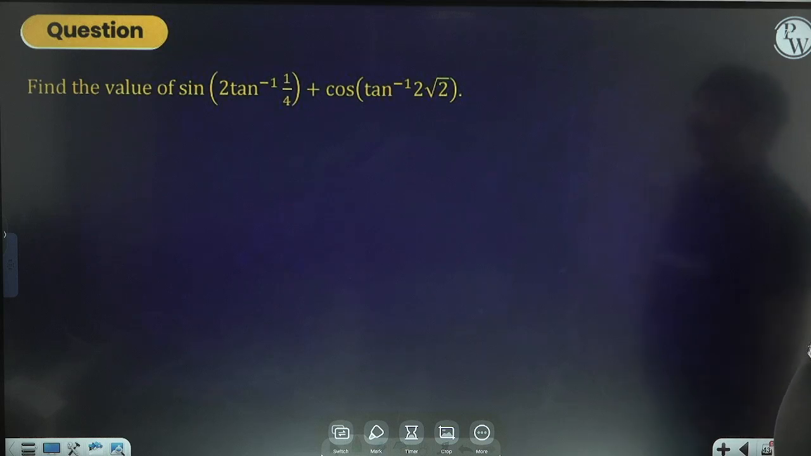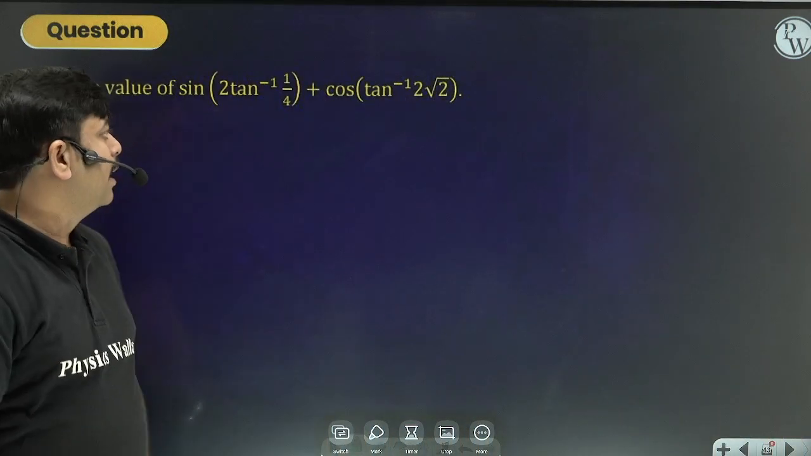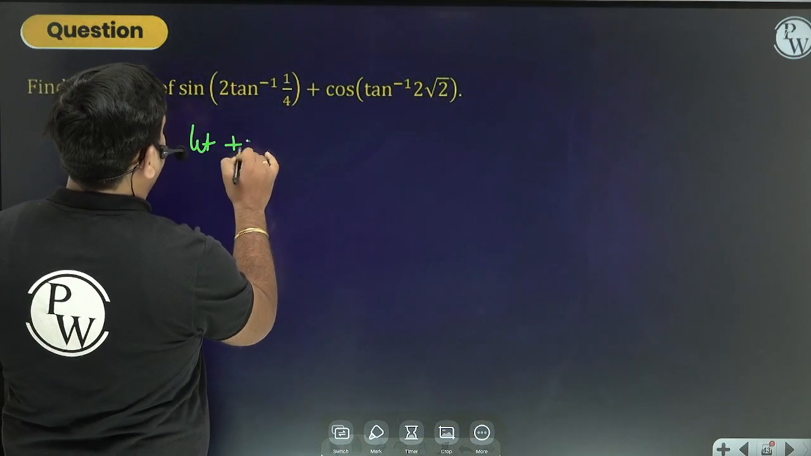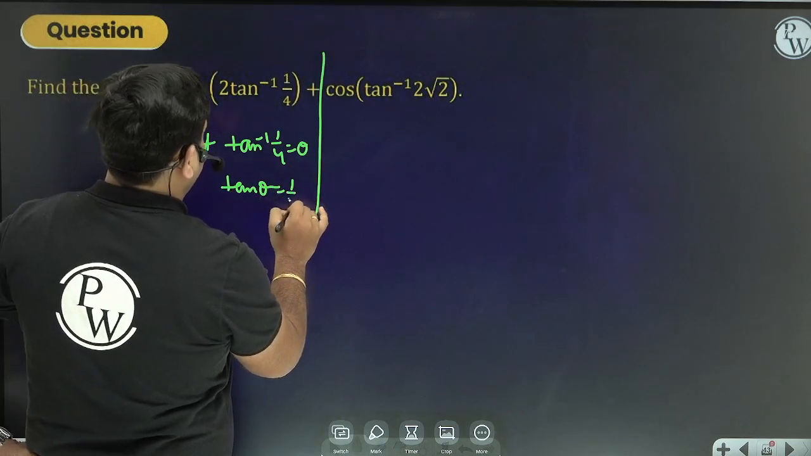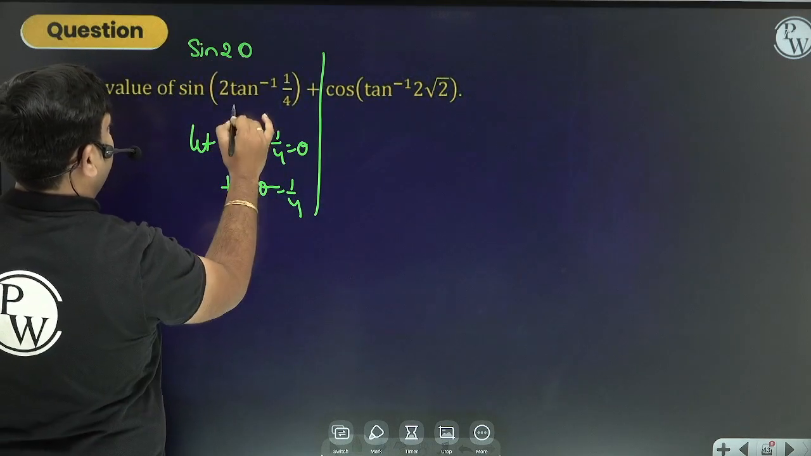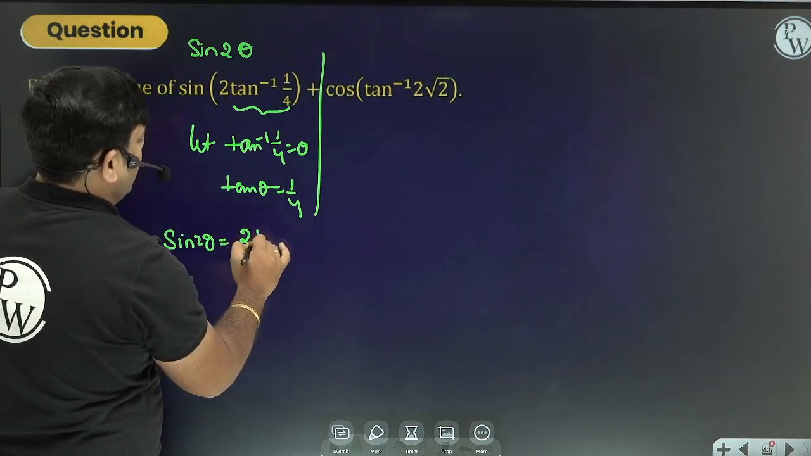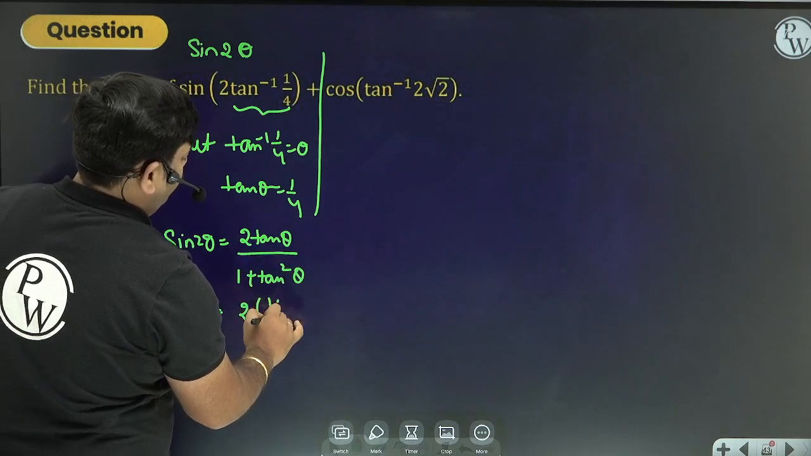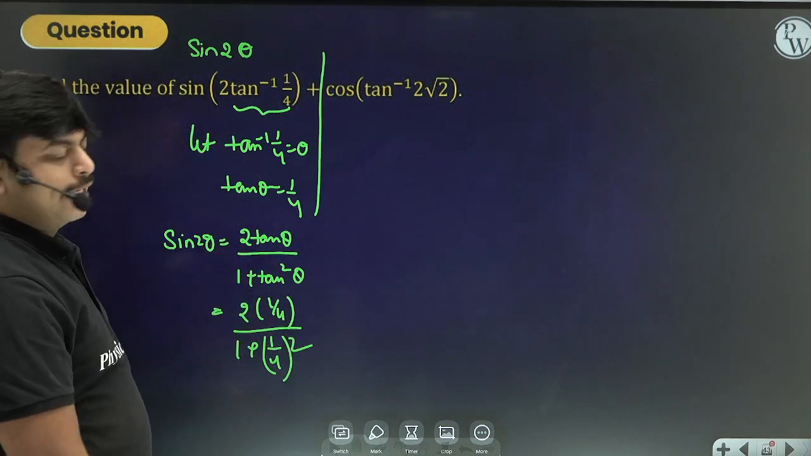Next. The value of sine of 2 tan inverse 1 by 4 plus cos of tan inverse of 2 root 2. Okay? I won't give you the entire thing, but you can easily see that. If you take this as theta, let tan inverse 1 by 4 be equal to theta. So I can say that tan theta is equal to 1 by 4. We need to find sine 2 theta, because this complete thing is 2 theta. So what is the sine 2 theta formula? Just now we discussed, it is 2 tan theta by 1 plus tan square theta, right? So 2 into 1 by 4 by 1 plus (1 by 4) whole square. Whatever we get from that.